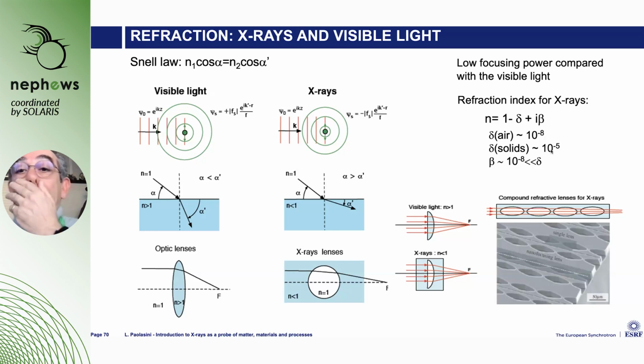So this implies that X-ray optics is very cumbersome and very difficult to realize because of the very low focusing power compared with visible light. So to build a convergent lens in the bulk material, we need to build a compound refractive lens, which presents many holes. And also with that, the focusing capability of the lens is very scarce. And this is one of the reasons why the beamlines are very long, because it's difficult to focus the beam properly due to the fact that the real part of the refraction index is very, very small.